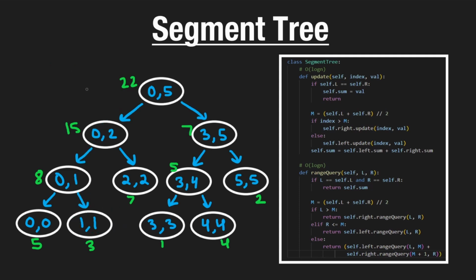But the more interesting case is going to be a range like 2, 4. What's the range sum of this? So we would start at the root. We would calculate the midway point here. We know, of course, it's 2.